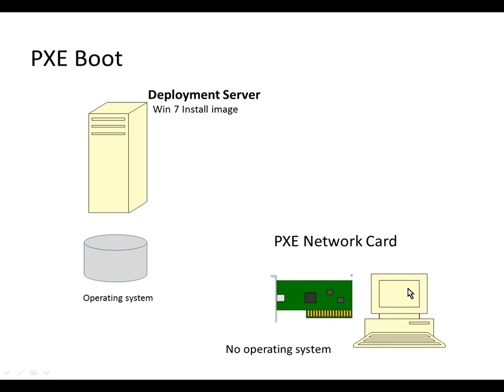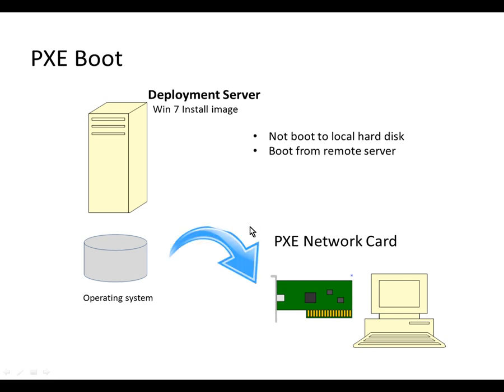So when we turn on this PC, it does not boot to the local hard disk. What it does is it boots from the remote server, and then it does a remote installation over the wire. The Windows 7 image comes over the wire and is installed on this workstation.